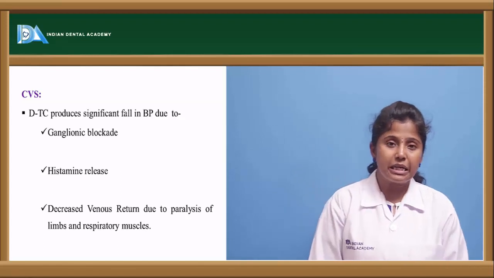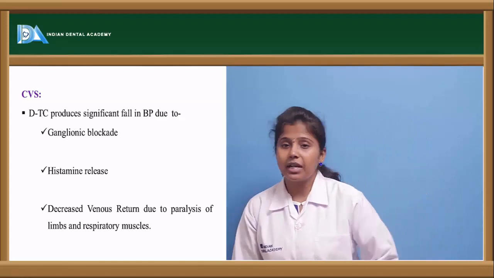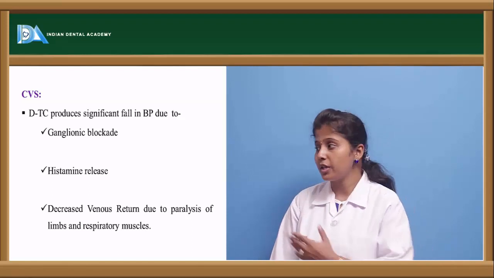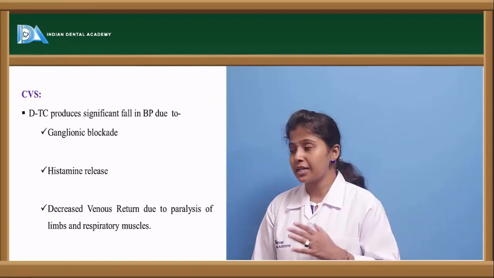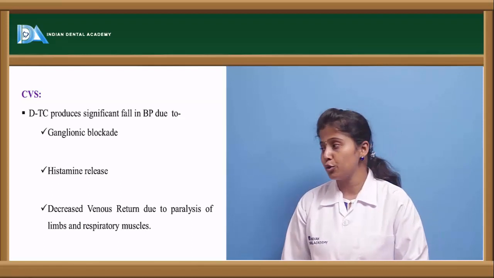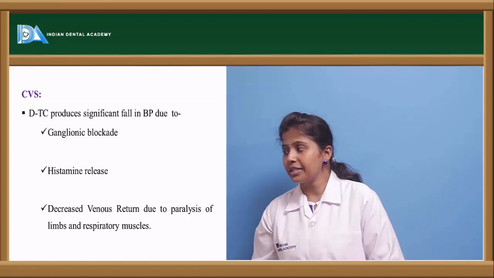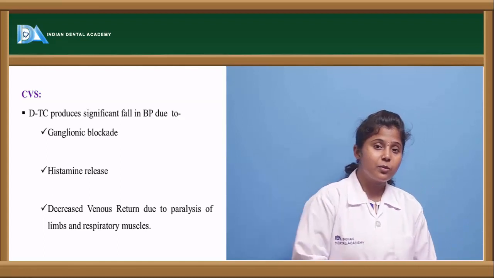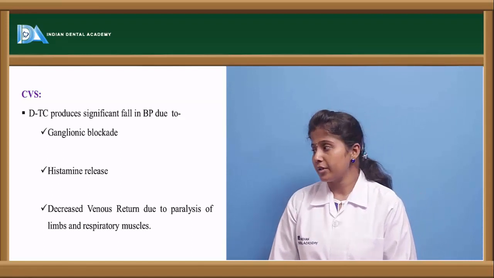On the cardiovascular system, D-tubocurarine causes a significant fall in blood pressure. Once it is administered, it causes a fall in blood pressure because of ganglionic blockade. It causes blockage of the ganglionic receptors, and histamine is released. We saw histamine is released by D-tubocurarine, and it decreases the venous return. Because of the paralysis of the respiratory muscles, the venous return of deoxygenated blood through the veins is decreased. Because of all these reasons, there occurs a fall in blood pressure.